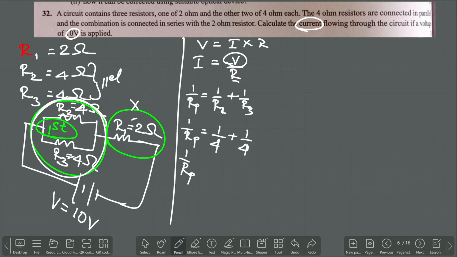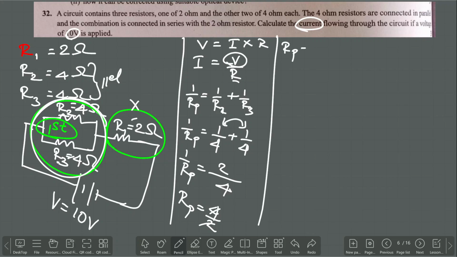So now substitute. 1 by Rp is equal to, the common denominator is going to be 4. Add the numerator alone. 1 plus 1 is going to be 2. So Rp is equal to 4 by 2. 2 2s are 4. So the net resistance is going to be Rp equal to 2 ohm. So these 2 resistors are combined together and formed into a single resistor, that is Rp. Rp is equal to 2 ohm. Along with this resistor, one more resistor is there in series. That one is R1 equal to 2 ohm.